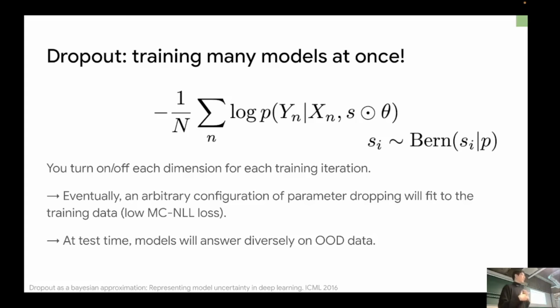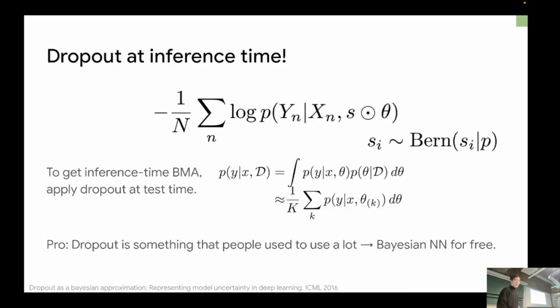And the idea is that if you do that, then the Bayesian model averaging will diverge on the samples which are not seen during training, and that's useful for OOD detection. This is basically showing that you can do BMA with dropout. So here the pro is that dropout is something that people used to do quite frequently in the past. So the argument here is that you actually do Bayesian machine learning for free. That's really great.